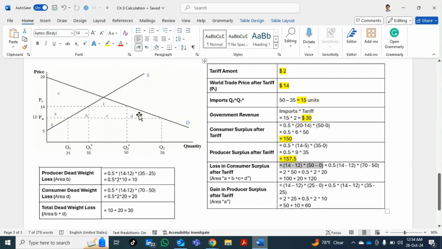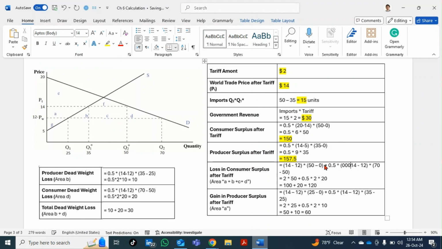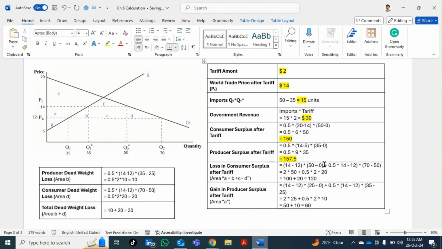But now area D will be calculated separately because that is just a triangle. So we will start with the half, 0.5, plus 0.5 multiplied by 14 minus 12, multiplied by 70 minus 50, because we are just going to calculate this triangle. So if we calculate, that will be 2 multiplied by 50 for the first areas A, B and C. For D, the area D is representing 0.5 multiplied by 2 multiplied by 20. So the answer is 120.